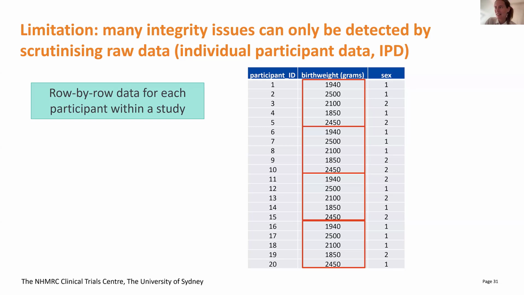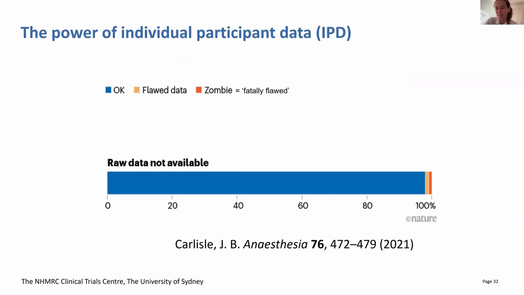And that's not just single examples where individual participant data has a lot of power. I find this example really striking. Now, Kylie is one of the pioneers of integrity research, and he's also editor of the journal Anaesthesia. And what he did is he looked at 400 studies in his journal. First he looked at their publications alone. And you can see in this plot, most of them looked okay and passed all the checks. So just a few were flawed or fatally flawed.